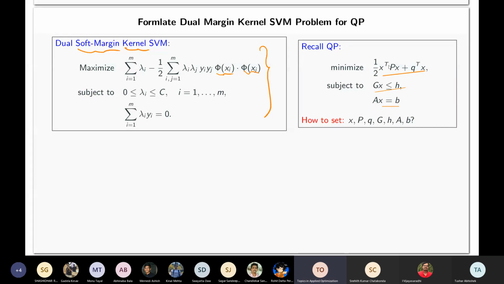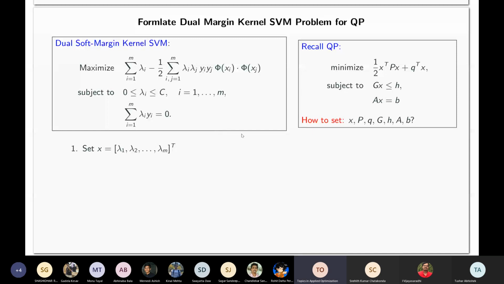Can we recognize, if we want to use a software library, what this P is, what this x is, and what this q is for you? Similarly, you see the inequality constraints: how can you put this in this form? And what are the equality constraints here? What is your A? What is your B? How will you assemble all this data? P, Q, G, H, A, B. X is the unknown here, but what are P, Q, G, H, A, B here? That is something we need to know.